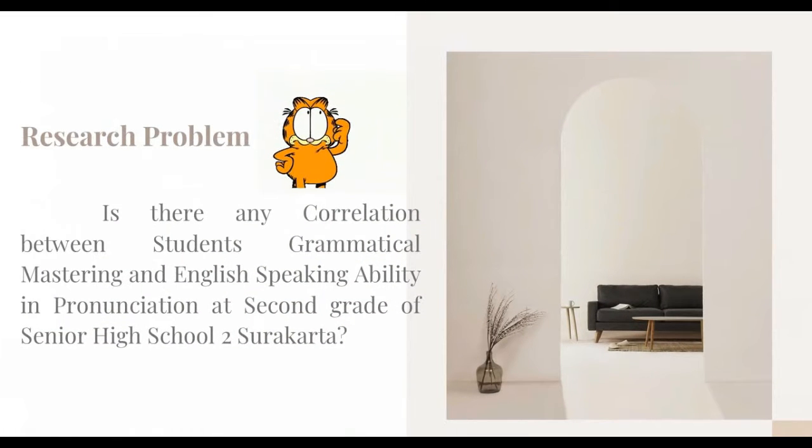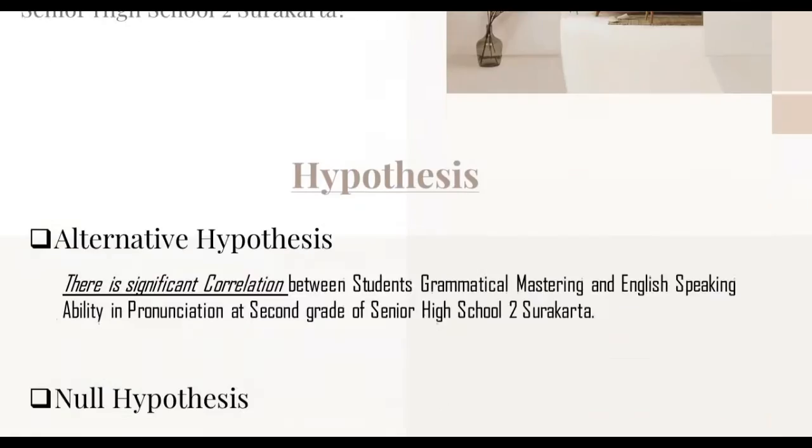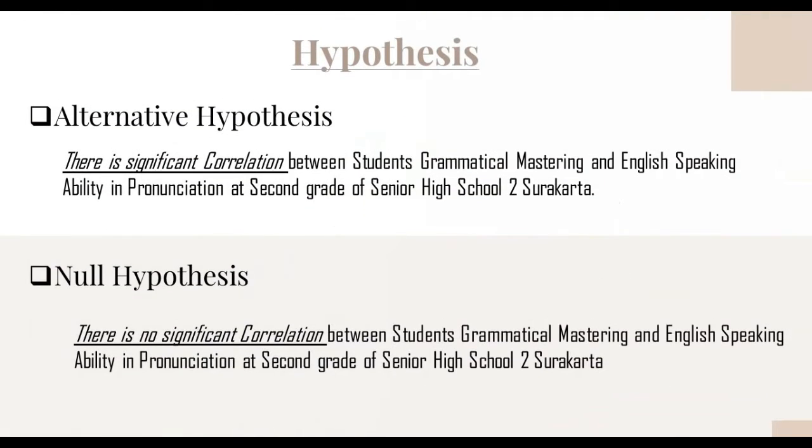The research problem. My research problem is: is there any correlation between student grammatical mastering and English speaking ability in pronunciation at second grade of Senior High School 2, Surakarta? And the hypothesis. There are two kinds of hypotheses. The first one is the alternative hypothesis and the second one is the null hypothesis.